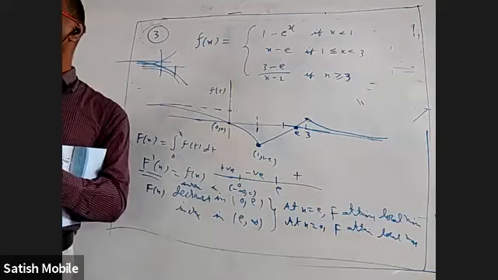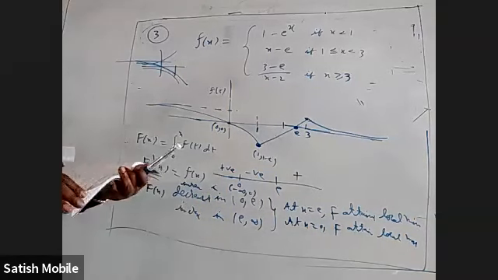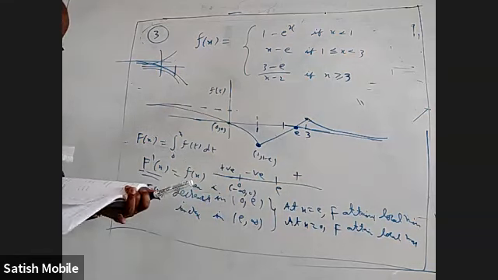Is it all right, everybody? Okay. So now what are the options? F has a local maximum at x equal to 0 and a local minimum at e. Direct option A should be right.